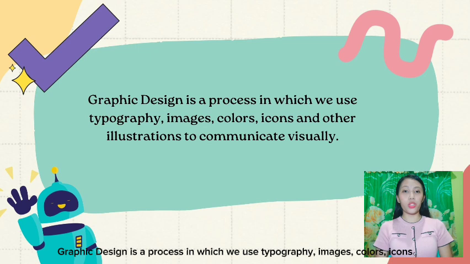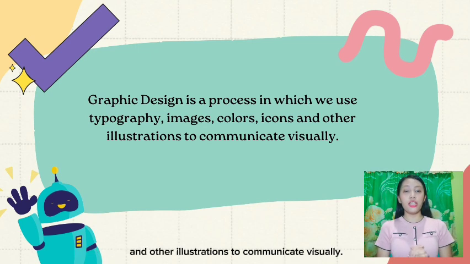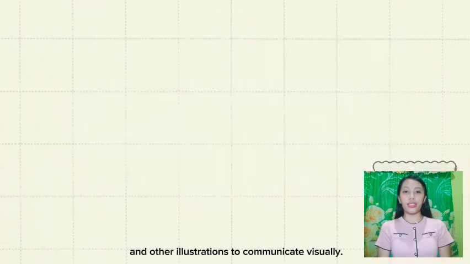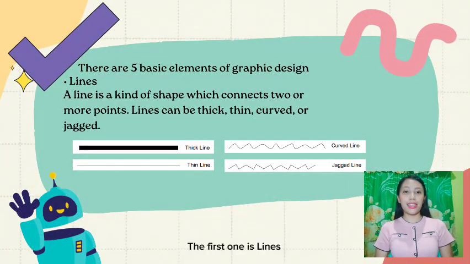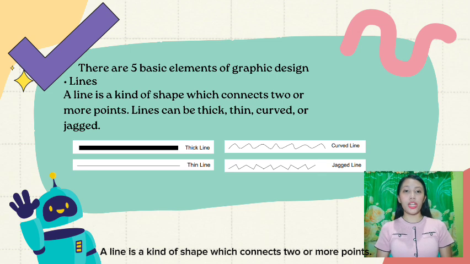Design is a process in which we use typography, images, colors, icons, and other illustrations to communicate visually. There are 5 elements to graphic design. The first one is lines. A line is a kind of shape which connects two or more joints. Lines can be thick, thin, curved, or jagged.